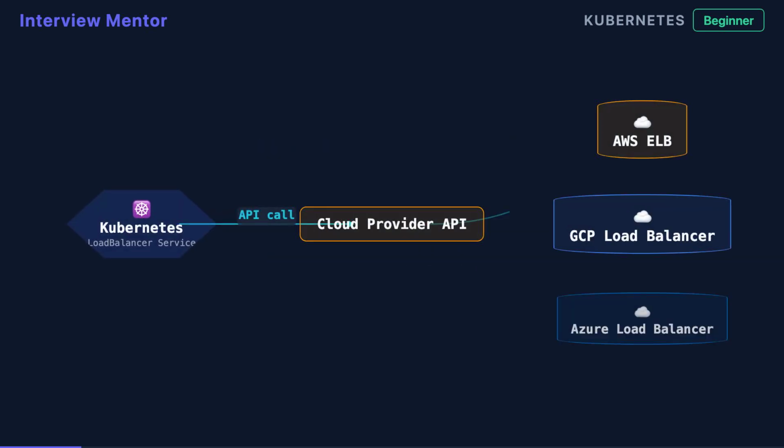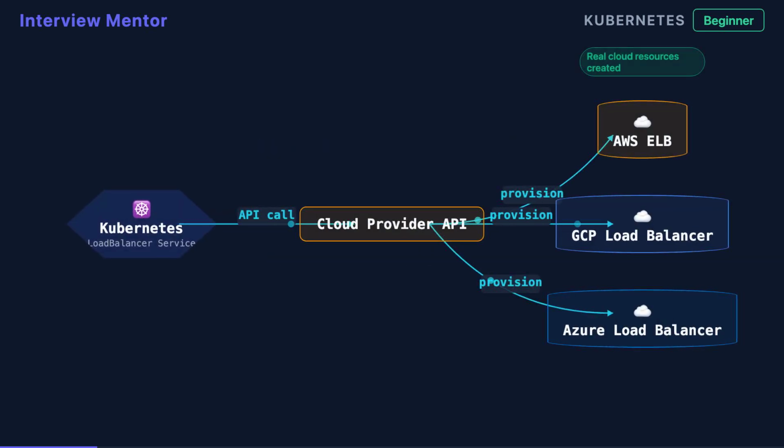First, Kubernetes talks to your cloud provider's API. If you're on AWS, it provisions an elastic load balancer. On Google Cloud, it creates a cloud load balancer. Azure spins up an Azure load balancer. This isn't just configuration. It's actual cloud resources being created outside your cluster.